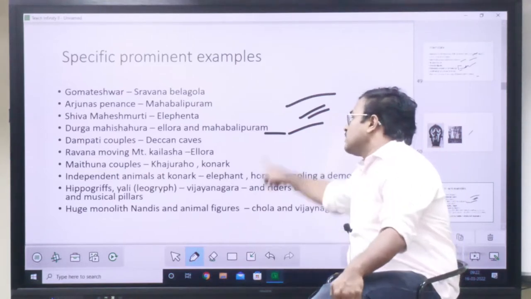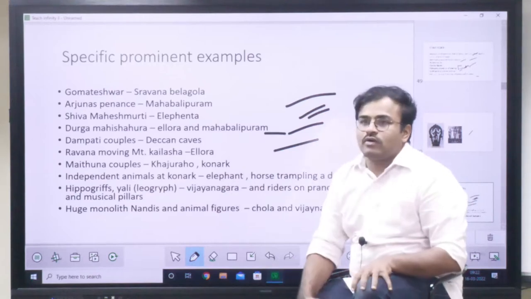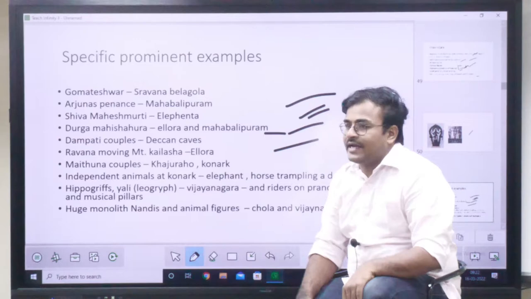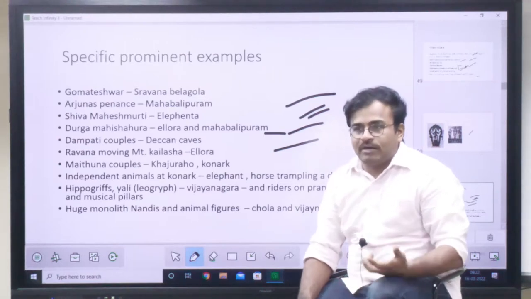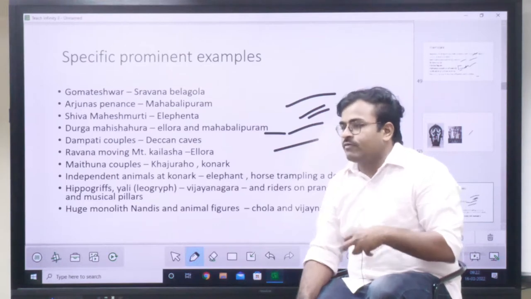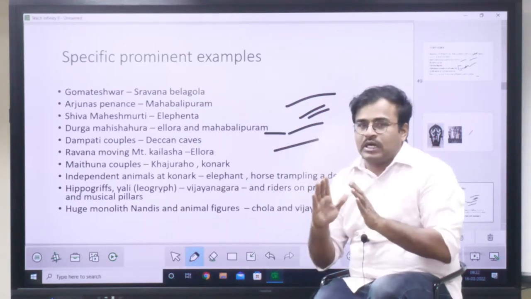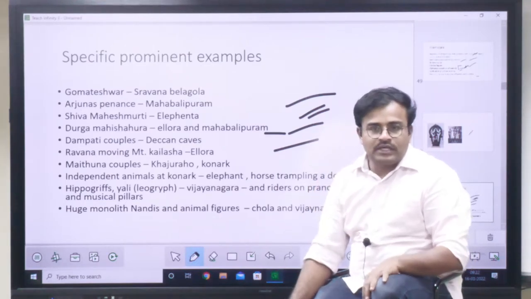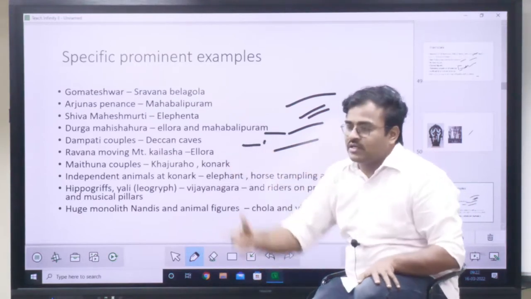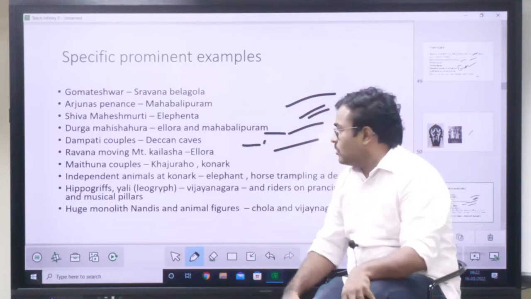Then the next one is the image of Dampati couples. Dampati couples are given in the Deccan caves. In the Deccan caves, Dampati couples means the husband and wife who contributed to the construction of a particular cave, and their images are carved on the cave walls. These are known as Dampati couples. So this is carving the images of the contributors to the cave construction.